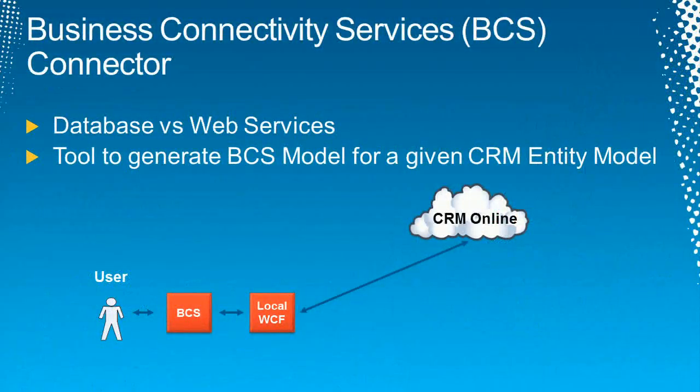So again, the model was, we used BCS. It also uses a local WCF web service to talk to CRM Online. The reason is because in this case we are using .NET 4.0 assemblies to help with some of the caching. So that's one of the reasons we had to use WCF. But of course, you can always use BCS directly to talk to CRM Online using the WSDL web services directly. That's possible as well.